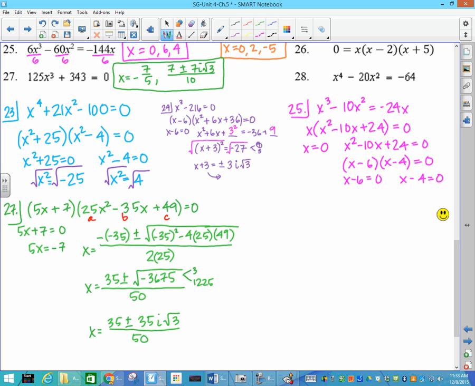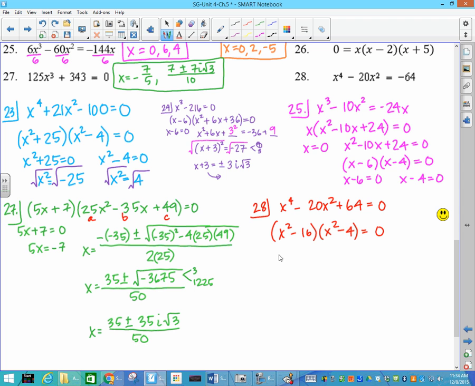Okay, last problem. Let's see how fast I can do this. Number 28: x to the fourth minus 20x squared plus 64 equals 0. Very similar to the first one. It's quadratic-like, so I'm looking for the factors of 64 that add to 20. And it's x squared minus 16 and x squared minus 4 equals 0.